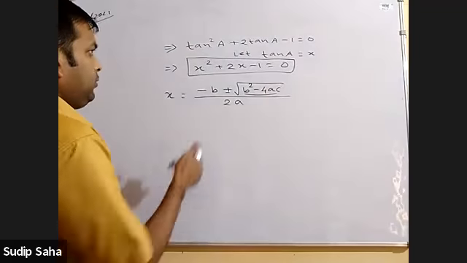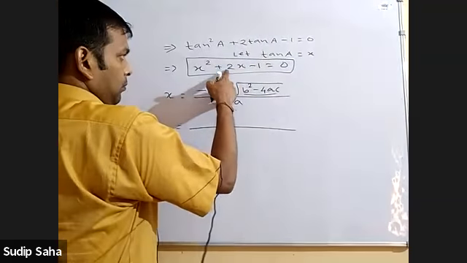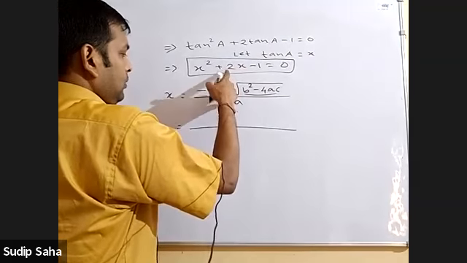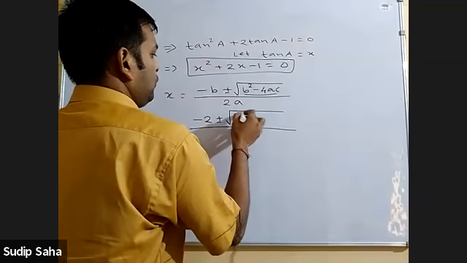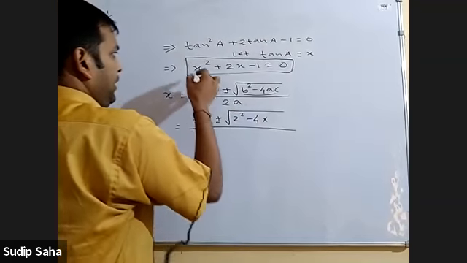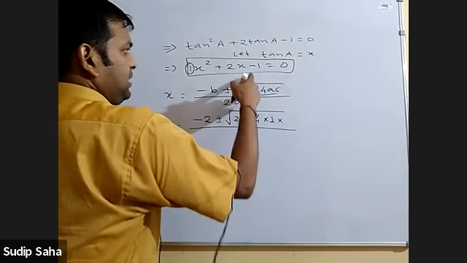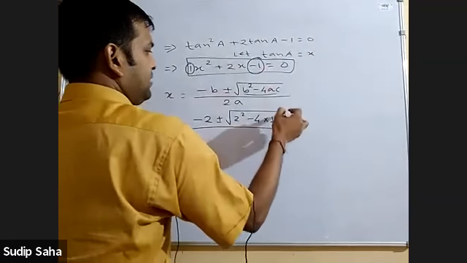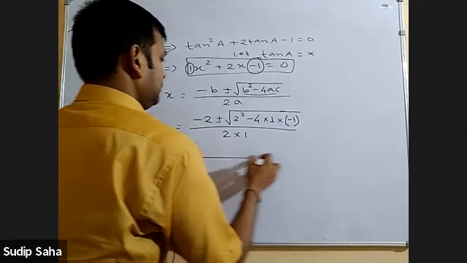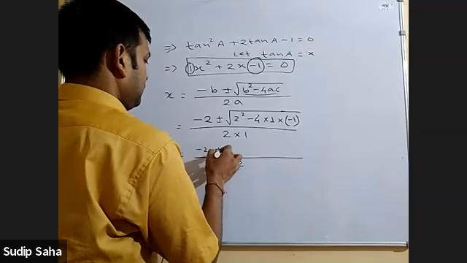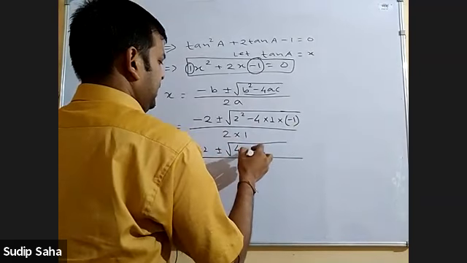Can you tell me what is the value of a, b, c? 1, 2, and minus 1. B is 2. So minus 2 plus minus root over b square, 2 square, minus 4 into a. What is the value of a? Coefficient of x square, 1. And what is the value of c? Minus 1, including sign. Good. Divided by twice a. Minus 4 times minus 1 is plus 4.